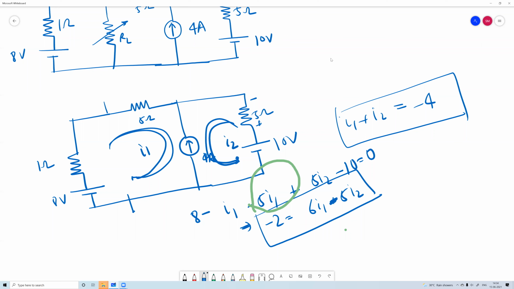So you have taken the direction of I2 as anti-clockwise. So will 10 be positive or negative? 10 will be negative because I am moving from plus to minus. And 10's sign will not depend on I2, because 10 is a battery. This was plus because I moved from minus to plus, but here it will be minus because I move from plus to minus.